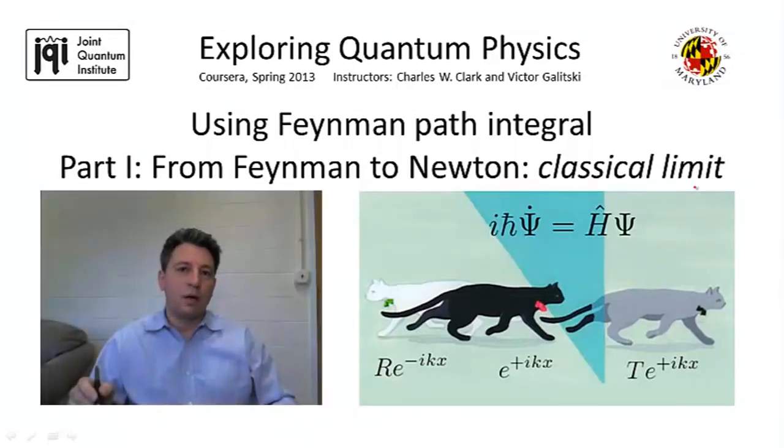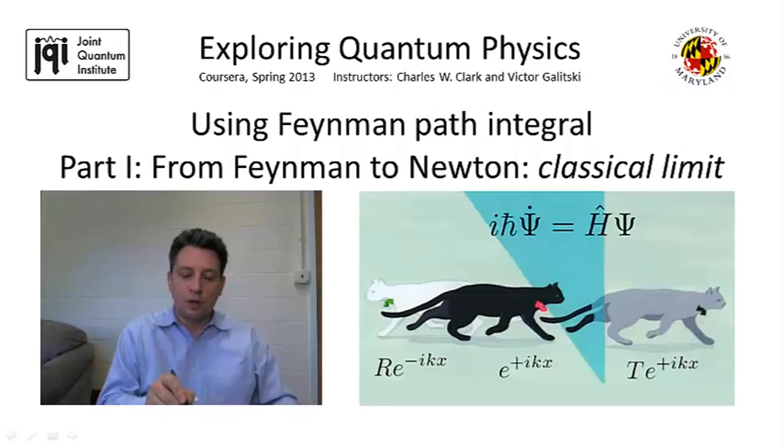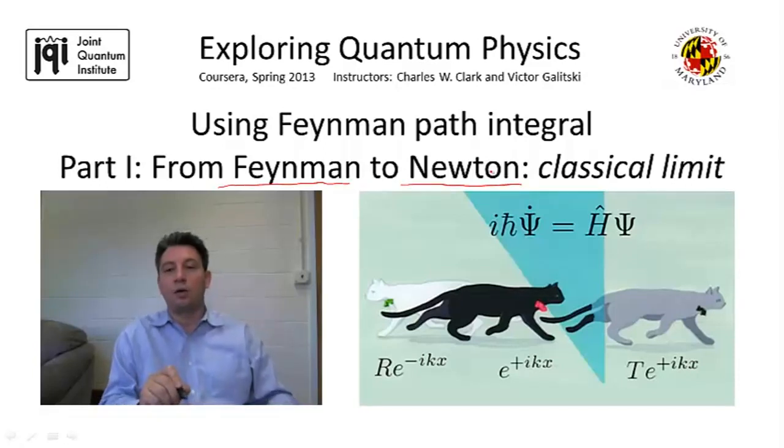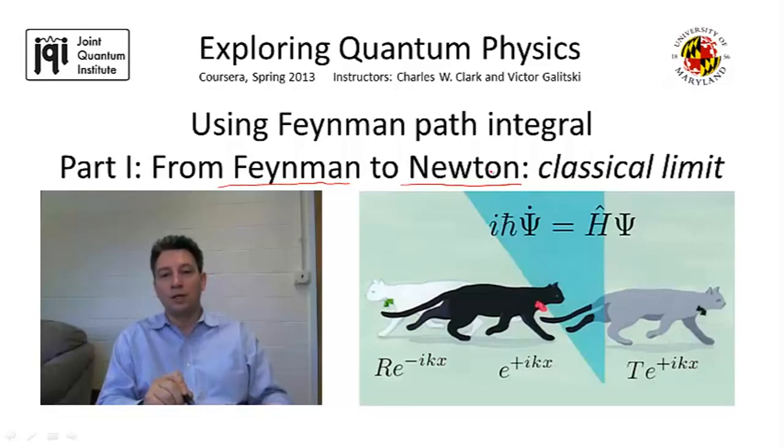Okay, welcome back everybody. Today we're going to actually use the Feynman path integral to obtain a few very interesting results and physical phenomena. And in the first video today, we're going to actually derive a very unexpected, surprising result. Namely, we're going to see how the Newton equation, the second Newton law of classical physics, appears in the so-called classical limit of the Feynman path integral.